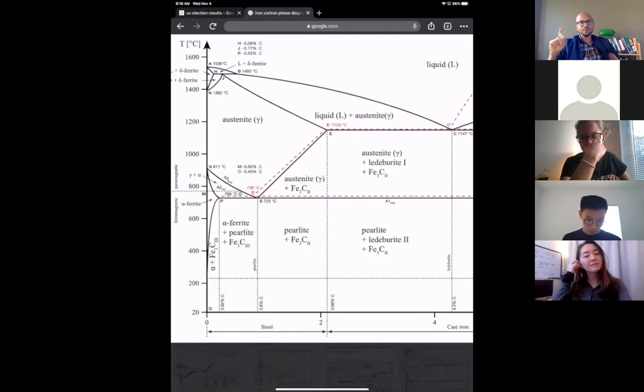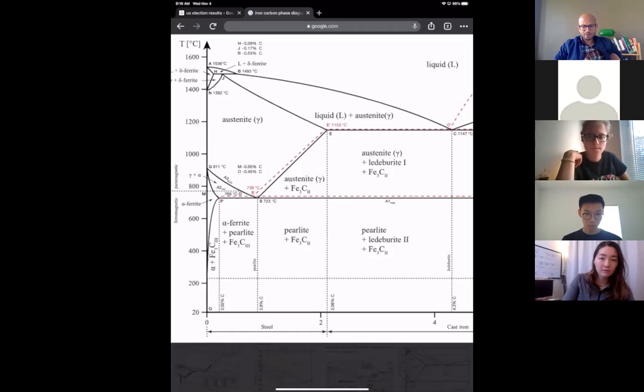That was the level of intuition that he had. Yeah, you have quadruple points here also. The iron carbon phase diagram gets complicated because this is not just a one component system. You have reactions going on inside.